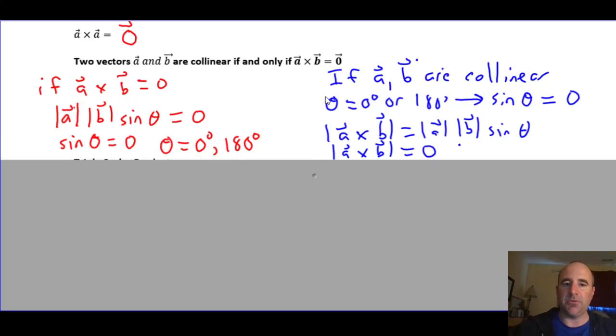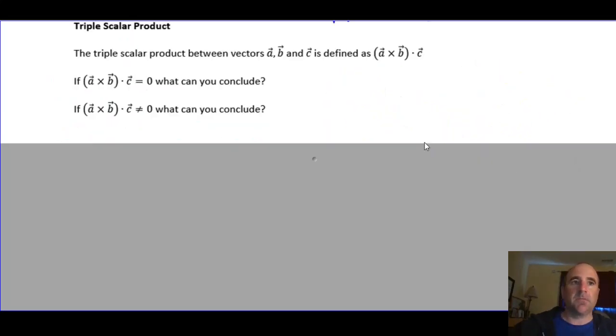And then the other side of the proof is if A and B are collinear, then the angle between them is 0 or 180, and in either case, the sine of both those angles is 0, and hence the cross product gives you the 0 vector. And there you have it.